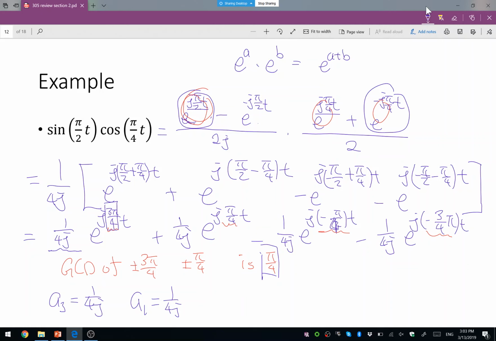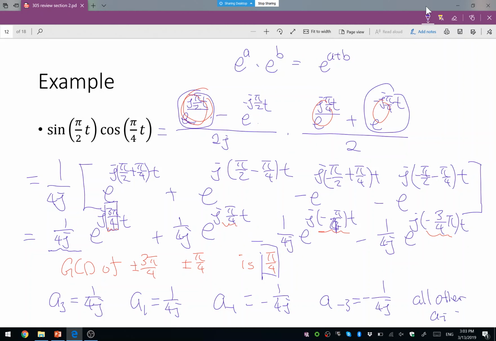There's also alpha negative 3 and alpha negative 1. Yeah, probably the same thing. So negative 1 equals minus 1 over 4j, and negative 3 equals negative 1 over 4j.